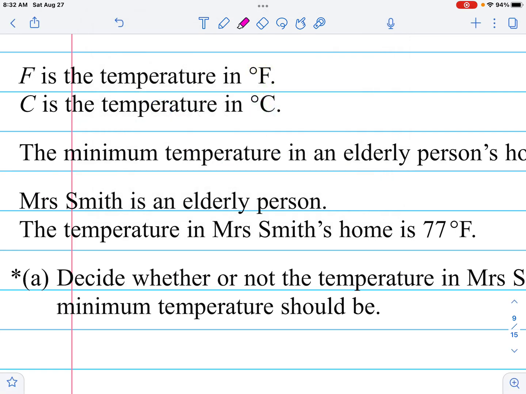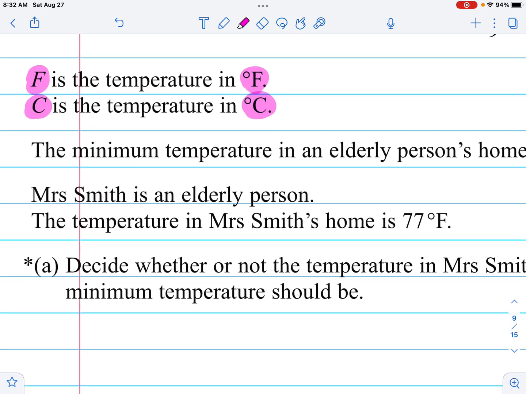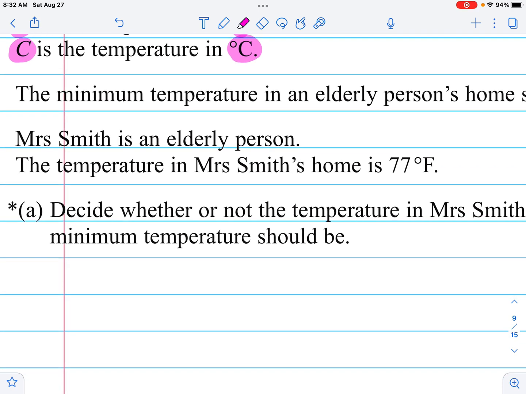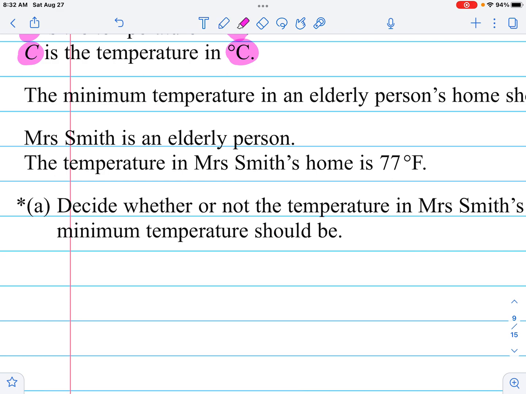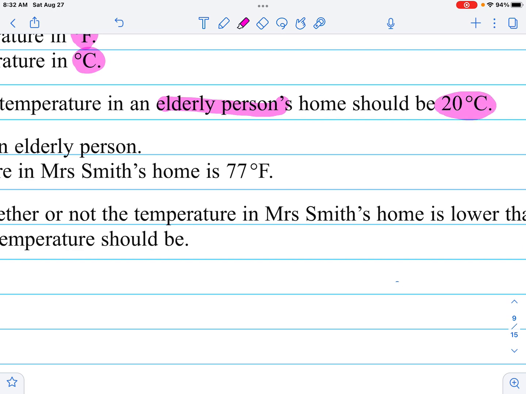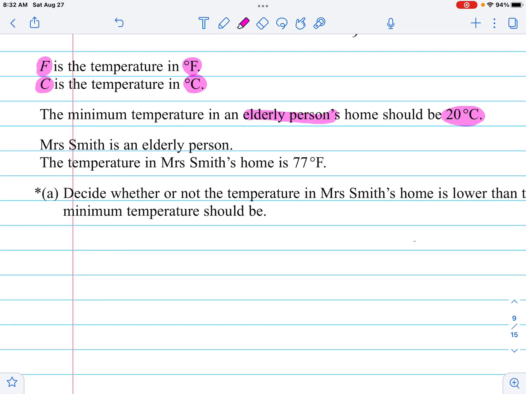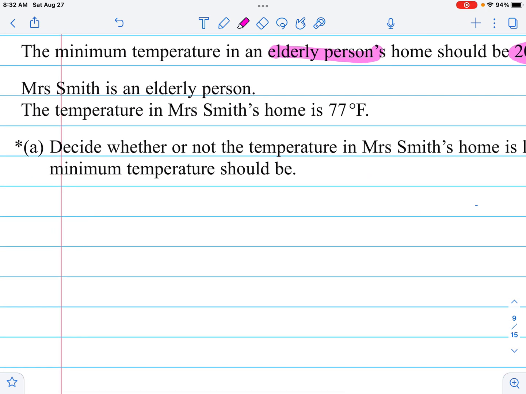So a little bit of pedantry. F is the temperature in Fahrenheit. C is the temperature in Celsius. Celsius is also known as centigrade because it's graded out of 100. The minimum temperature in an elderly person's home should be 20 degrees Celsius, 20 degrees C. Mrs. Smith is an elderly person. The temperature in Mrs. Smith's home is 77 degrees F, Fahrenheit.